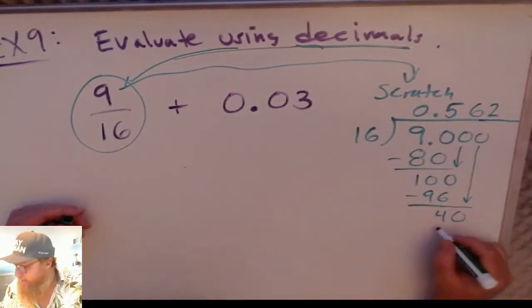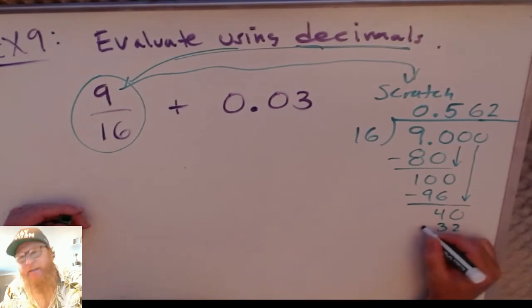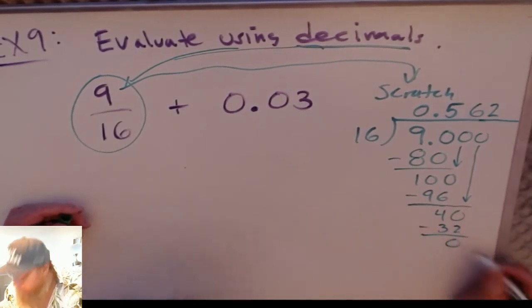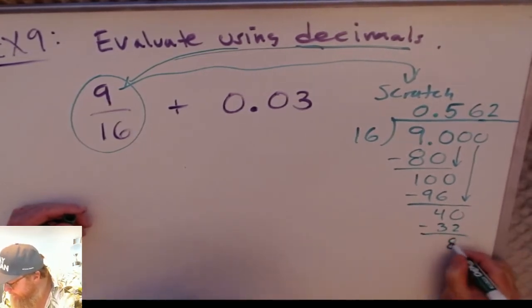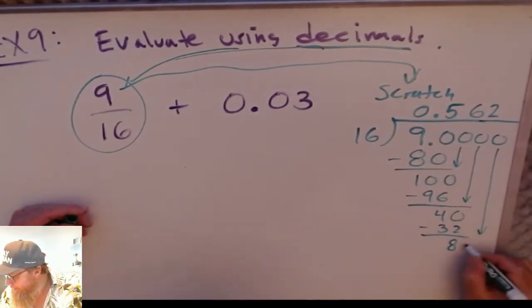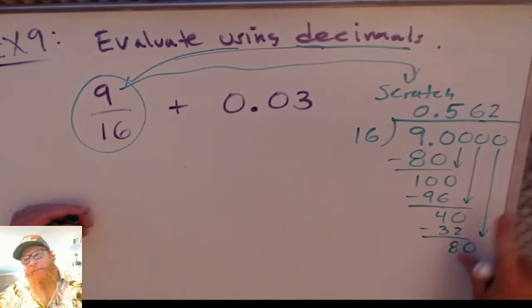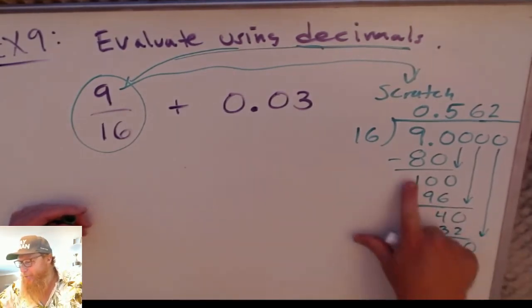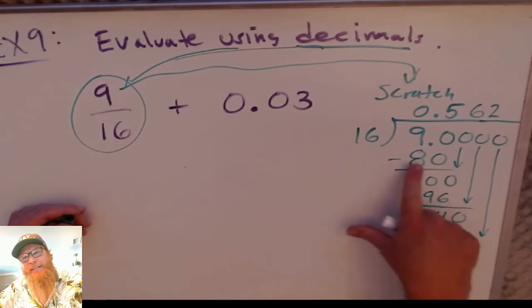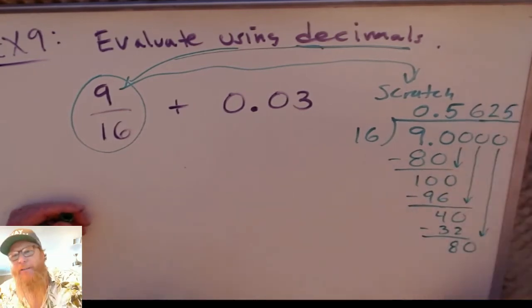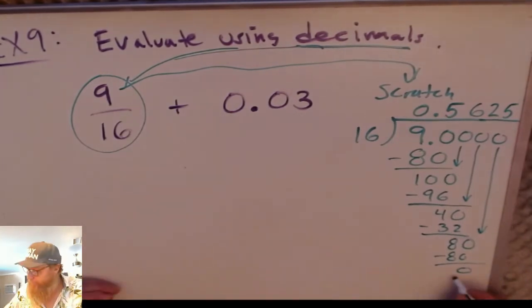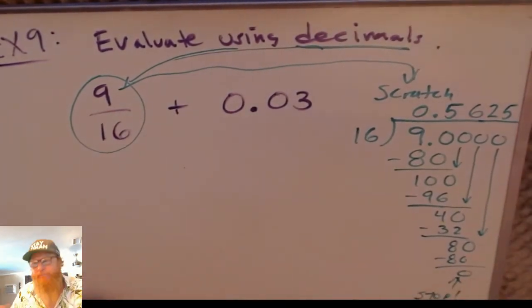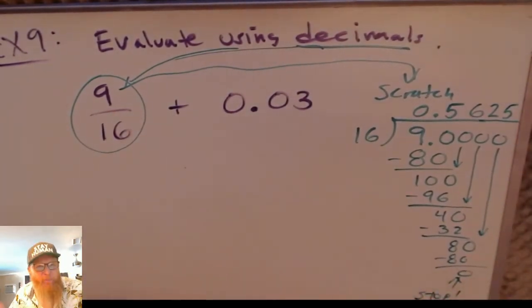2 times 16 is 32. Subtract, remainder 8. I was getting excited there. I thought we were done. One more. So remainder is 8. Bring down a 0. 16 goes into 80. Well, we've already done that one. 16 goes into 80 5 times, so we're done. 5 times 16 is 80, and you can stop now. All right, that's called terminating.